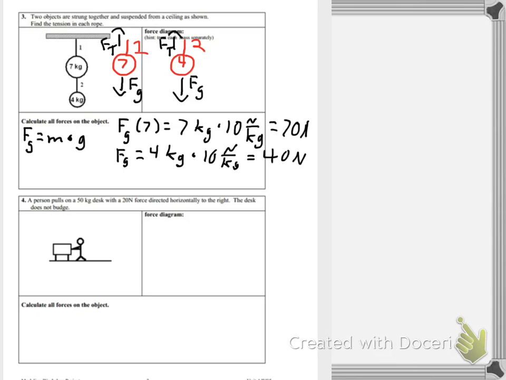Now how the tension works is that in the string it is only applied to what is below it. So that means that string 1, so string 1 up here, has to do with all the masses that are below it. So then the force of tension in string 1 has to equal 70 newtons plus 40 newtons to get a total of 110 newtons.